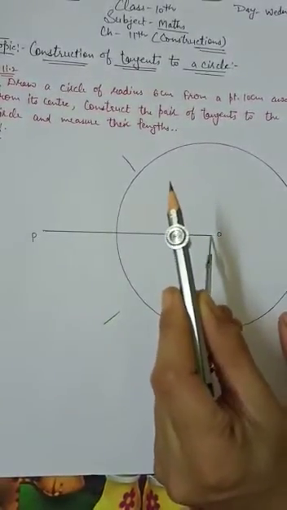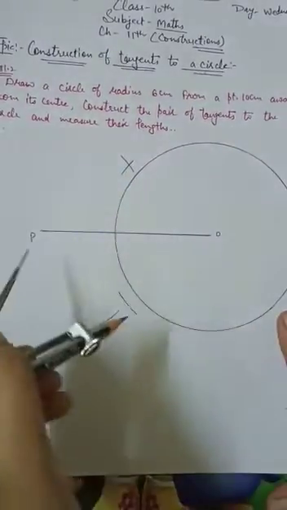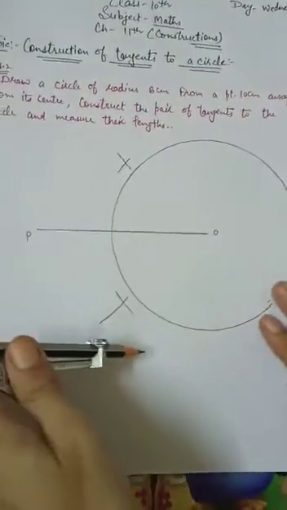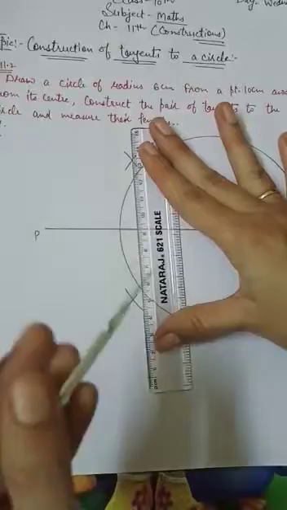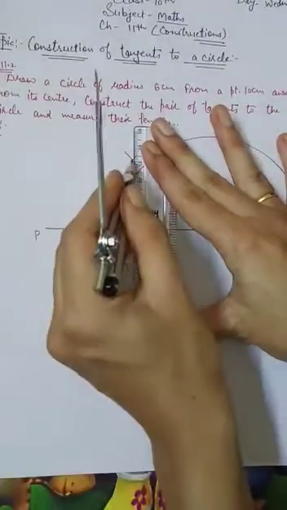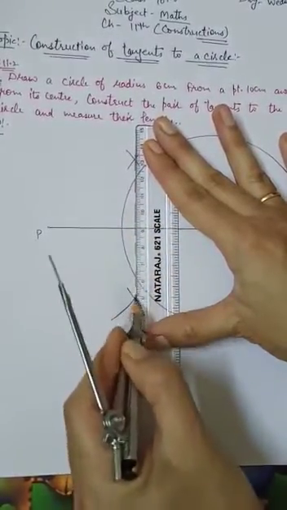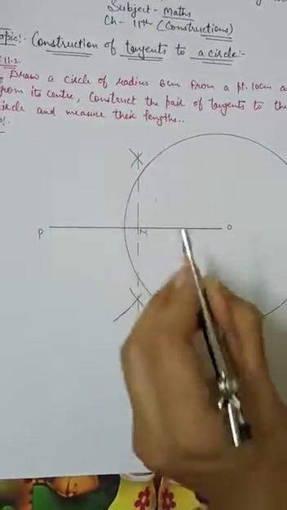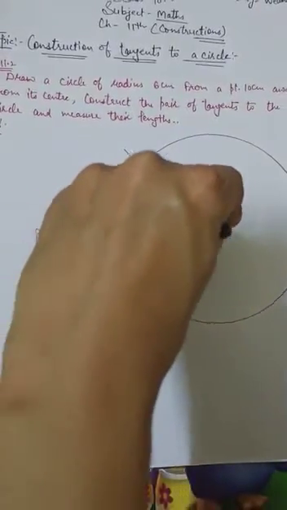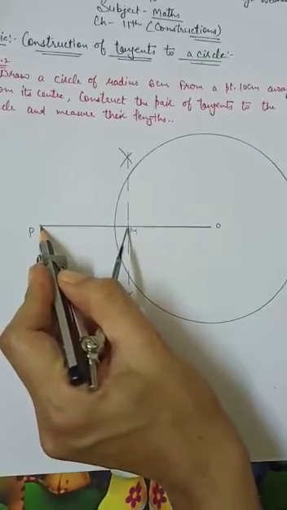On the other side also, from the point O, the arcs are not meeting, so again we will draw. Let the midpoint of PO, where they intersect, be M. With center M, we will draw another circle, taking MO or MP, which are the radius of the circle.